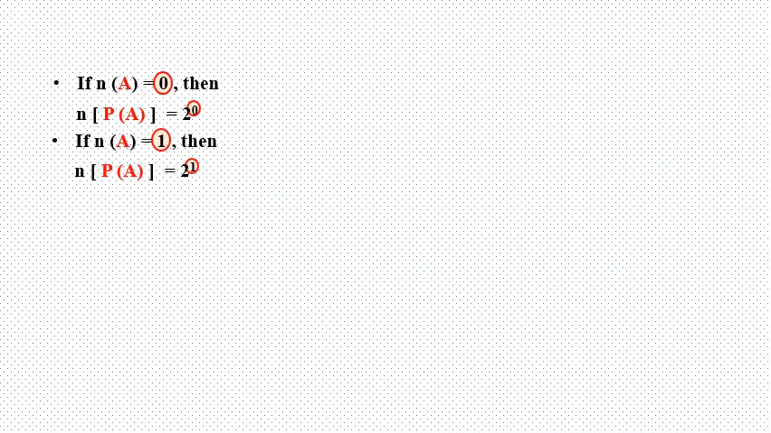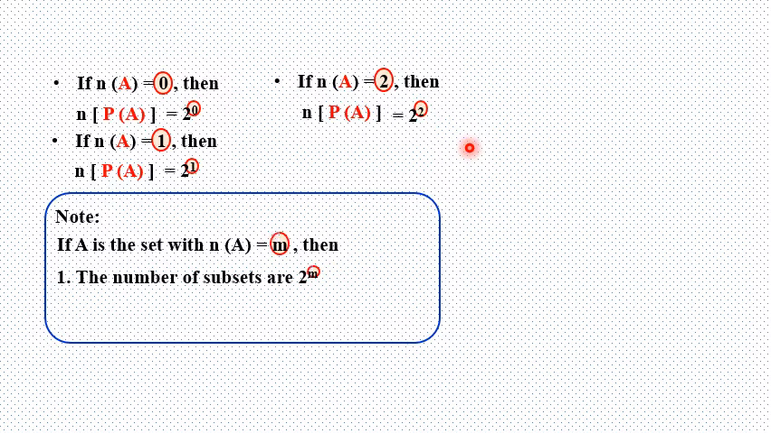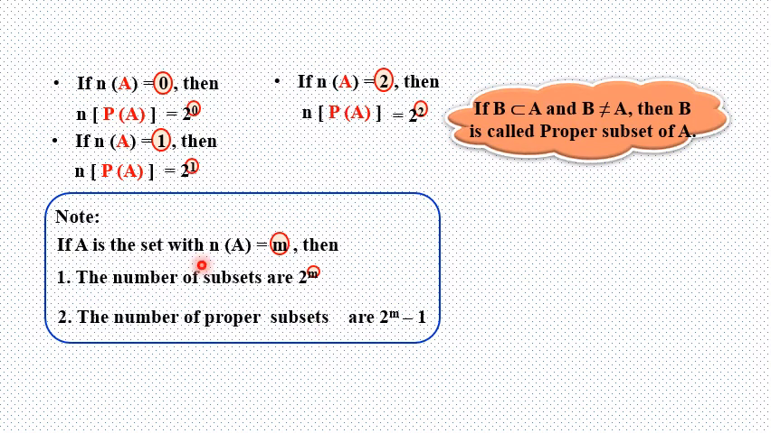Finally, look at the structure of whatever we have studied. Number of A is 0 means the number of power set elements is 2 raised to 0. Number of A is 1 means the number of power set elements is 2 raised to 1. Number of A is 2 means 2 raised to 2, and so on. So if A is a set with number of A equal to m, then the number of subsets is 2 raised to m. If your set has m elements, then the total number of subsets becomes 2 raised to m. Very good. So the number of proper subsets is 2 raised to m minus 1.